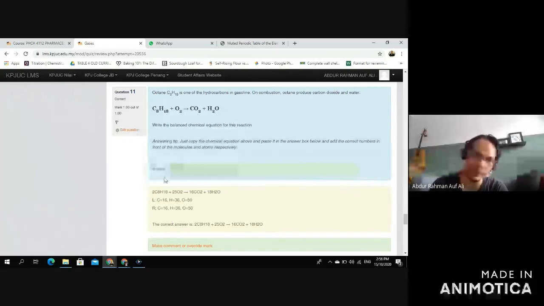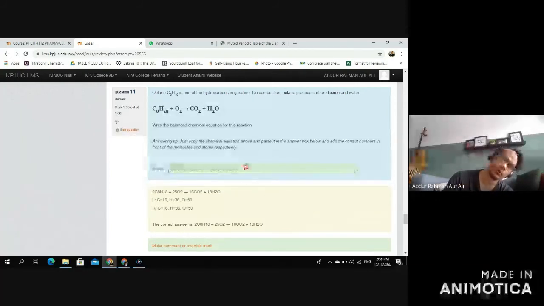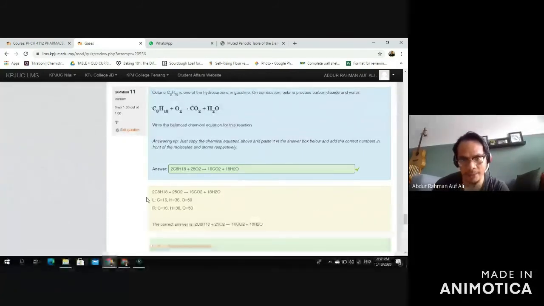So kat sini tak ada multiple choice, kamu perlu fill in this answer sheet here. Okay, so kamu tengok kat sini, count the number of atoms on the left hand side and compare dekat right hand side. Sama ke tidak? Kalau tak sama, dia tak balance. So, kamu perlu balancekan dia, seimbangkan dia.